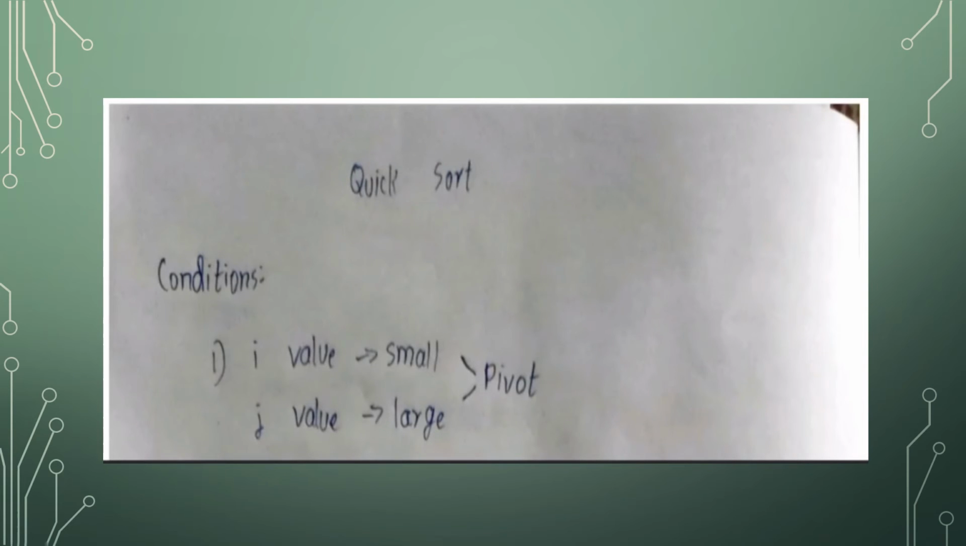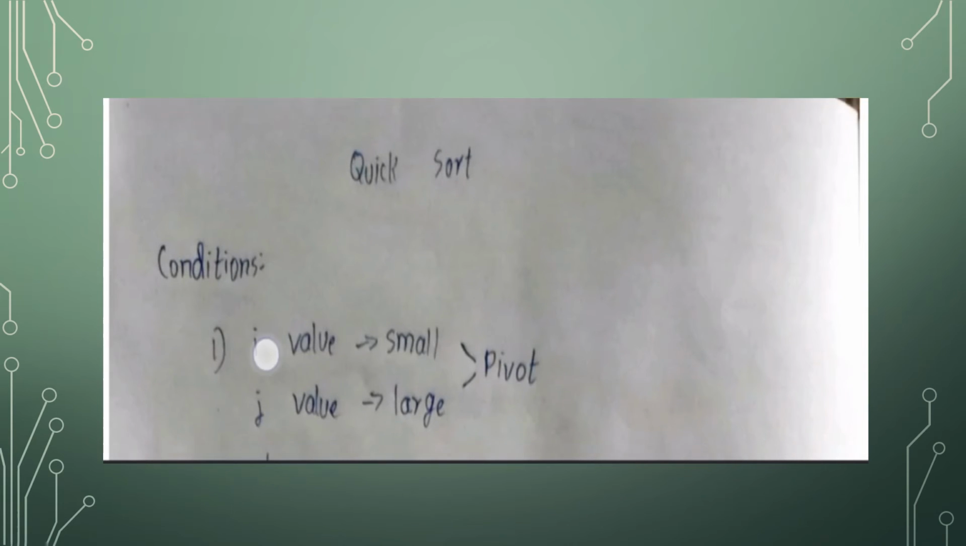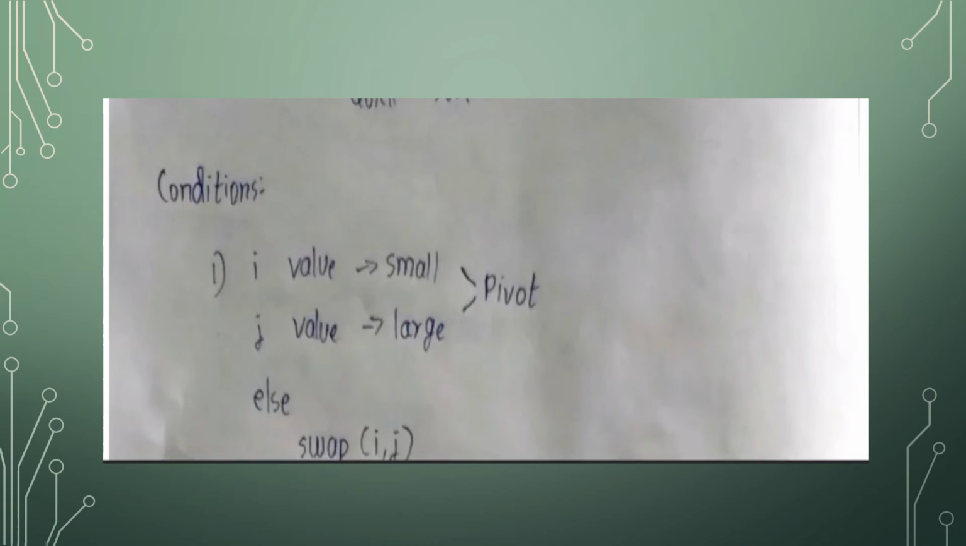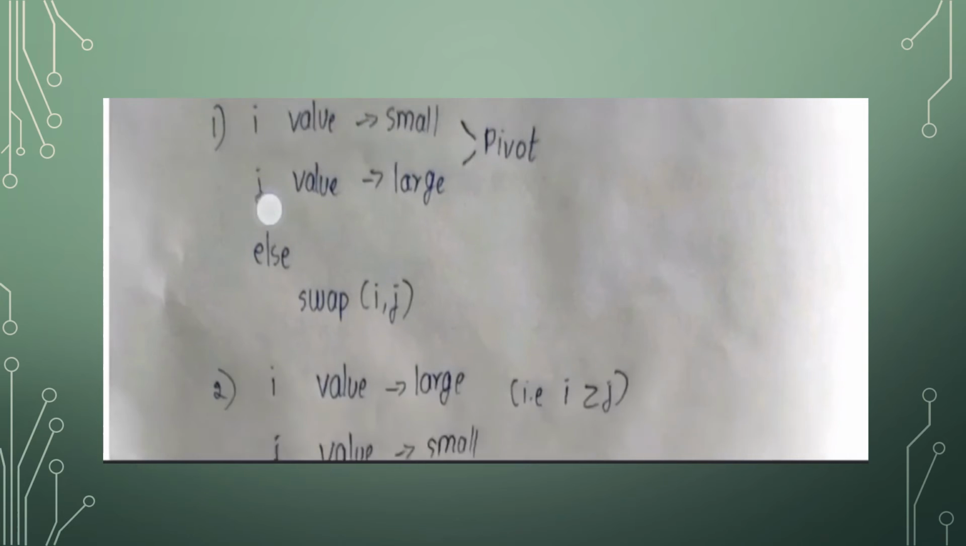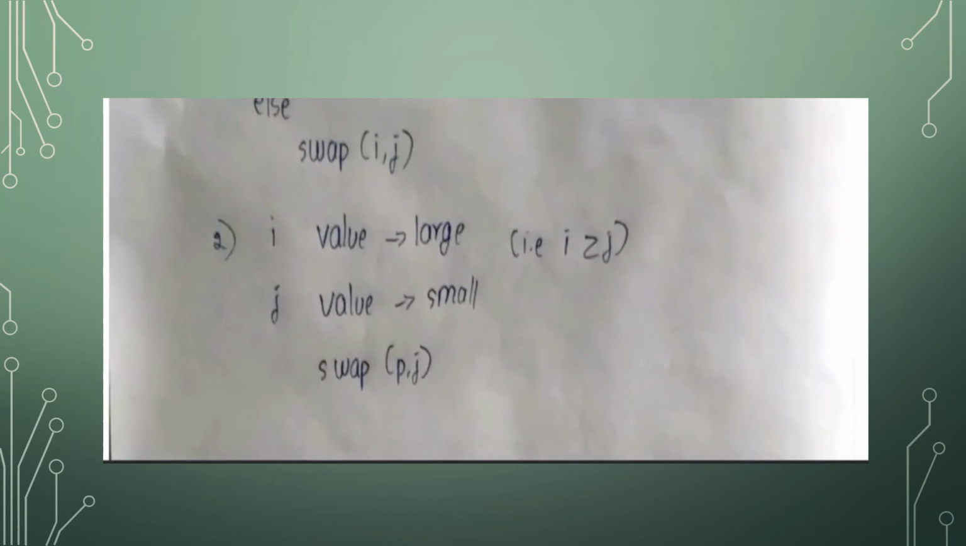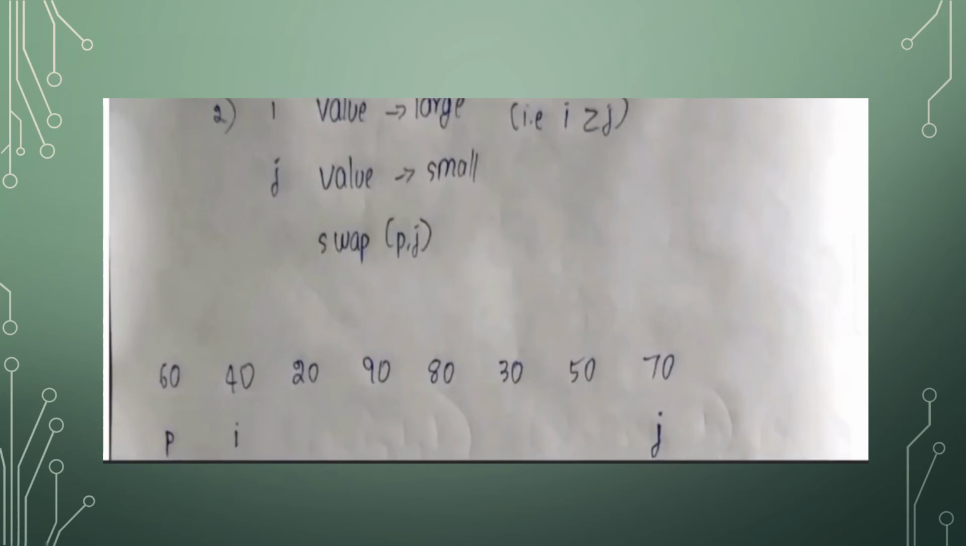Hi guys, now we are going to see the topic quicksort. The conditions for quicksort are that the i value should be lesser and the j value should be greater than the pivot value, or else we should swap the i and j values. And if the j value crosses the i value, we should swap the j and pivot values. Now we can go to the problems.